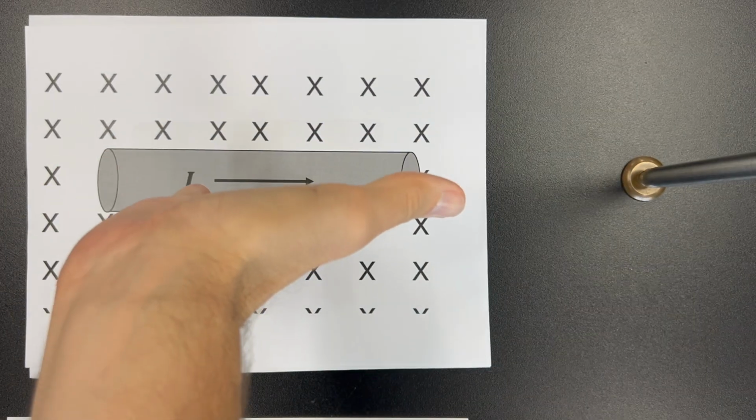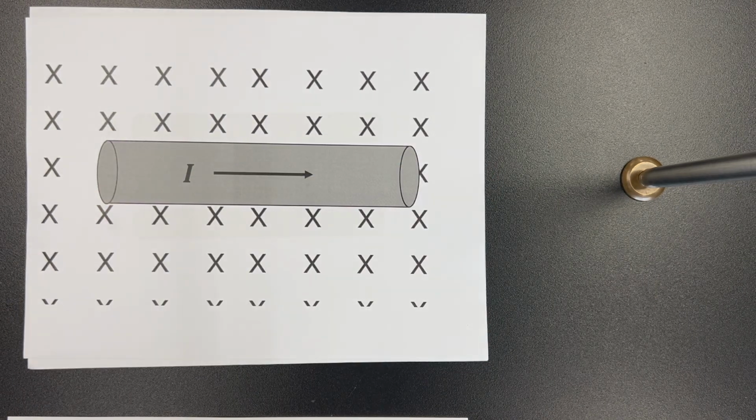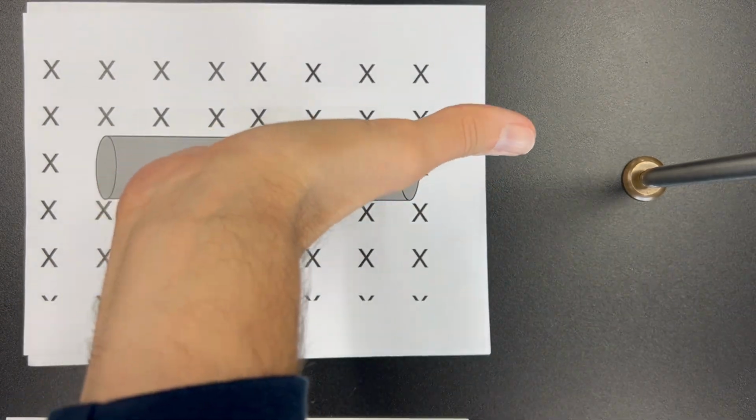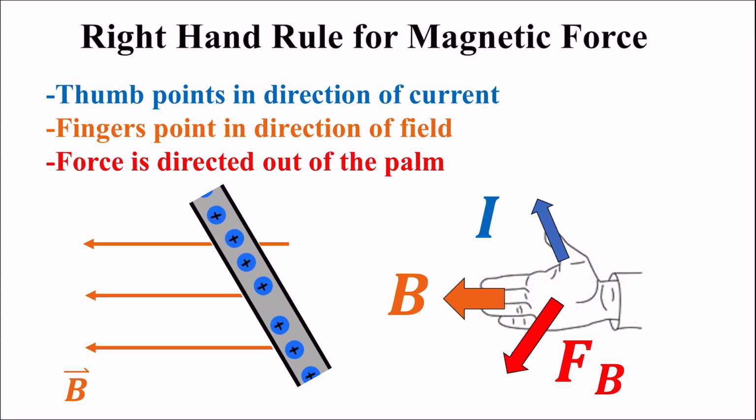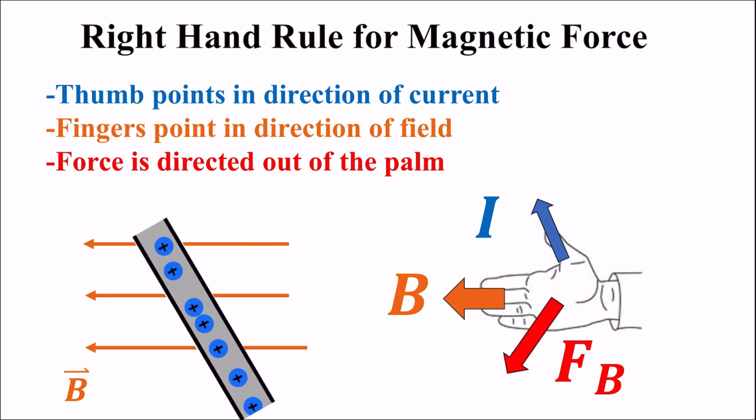Conventional current is always going to deal with the direction of positive charges, so only the right hand is used here, where the thumb will point in the direction of the charge velocity, which is the current in this case. The fingers are the direction of the field, and then the force is directed out of the palm.